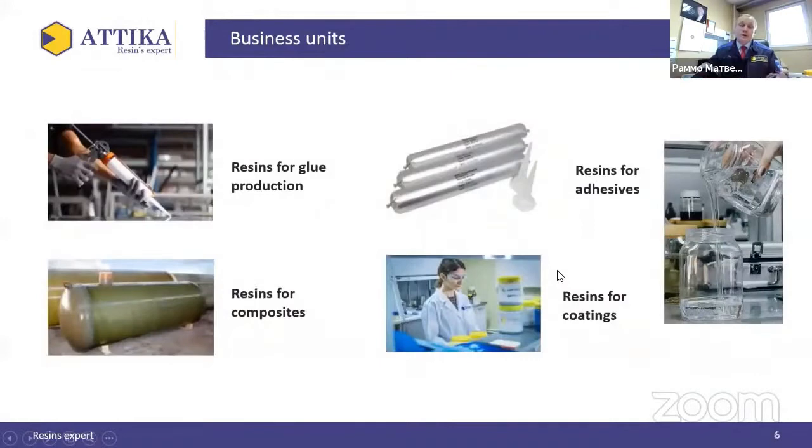What about our business units? Probably this information will also be useful for you. For the meantime, Attica is working in two business segments. The first is cast materials, which means we produce resins for coatings, for adhesives, and for glues and sealants. And the second business segment is that we produce resins for composite materials.